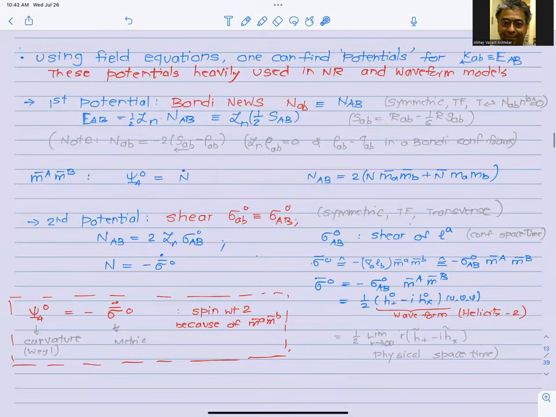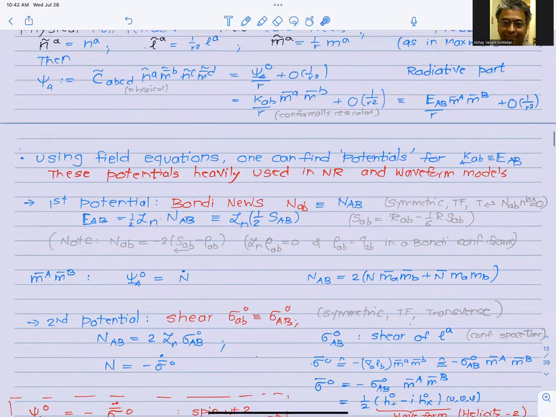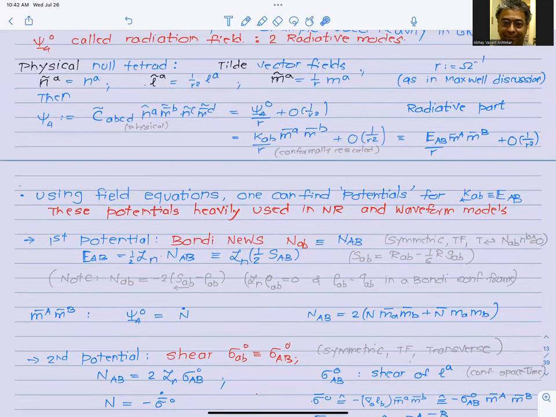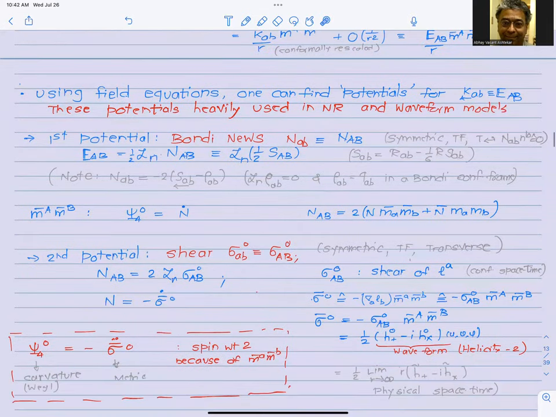Now, using field equations, one can find potentials for this K_AB. And these potentials are heavily used in numerical relativity waveform and waveform models. The first potential for this radiation field K or psi 4 is called the Bondi news. And again, it is symmetric, traceless, and transverse. Therefore, it only has theta phi components. And therefore, I can write the theta phi components as just AB. And again, there are only 2 components because this is also traceless.